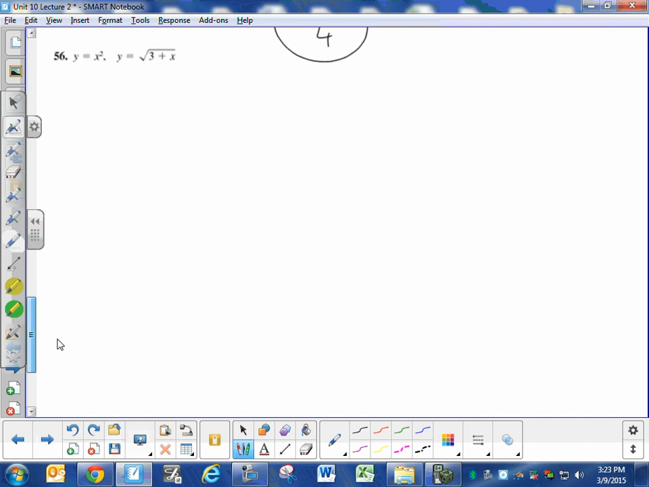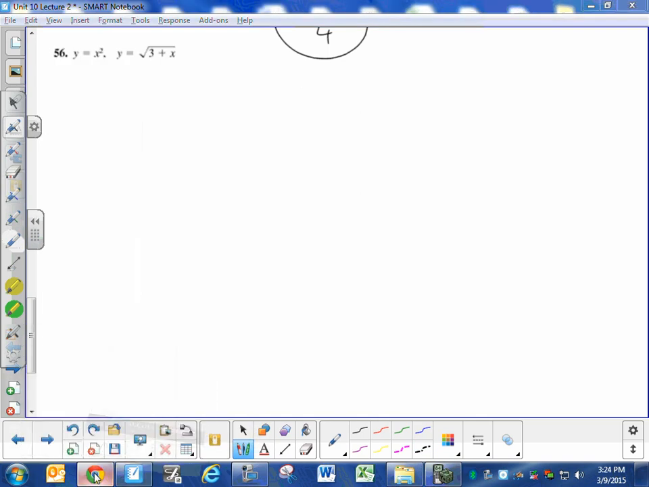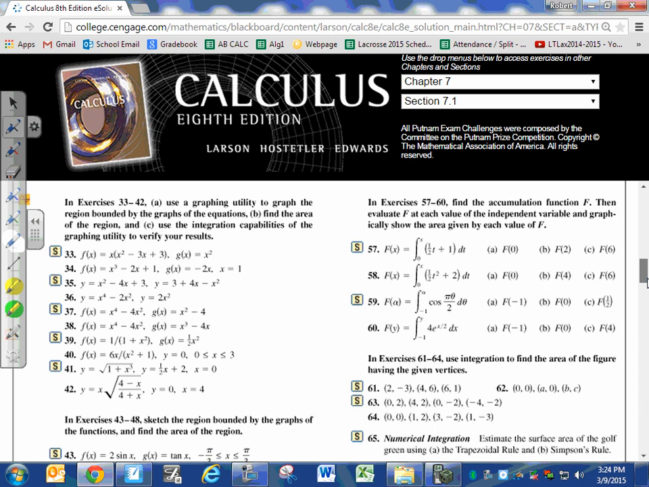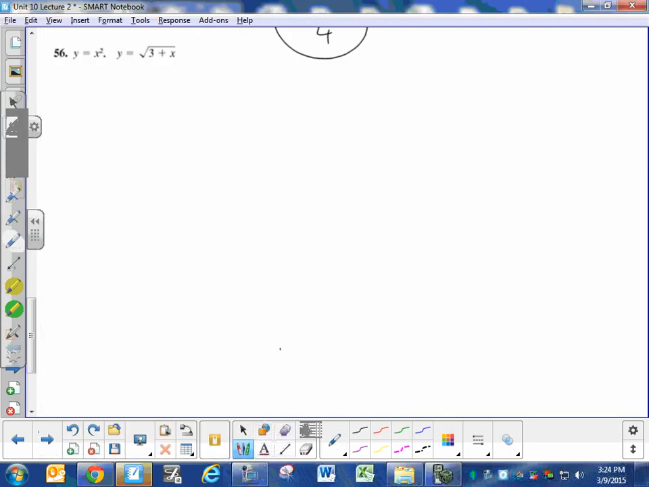Okay. Next one, 56. We have y equals x squared and y equals root 3 plus x. The question that was asked here is, why is this a question that is tough to do without a graphing calculator? Use the integration capabilities of our graphing calculator to approximate the area. Well, let's see. The reason why this one would be tough is because this is tough to solve by hand.